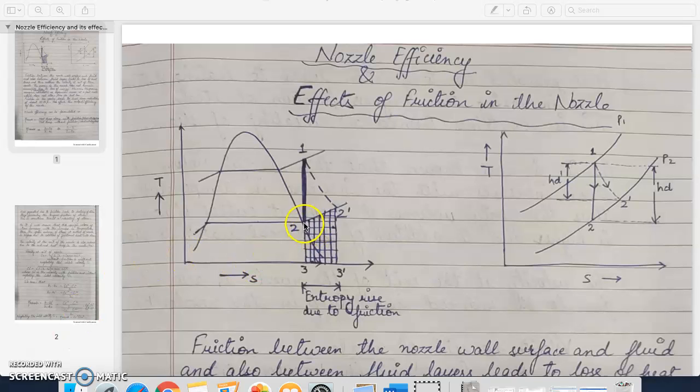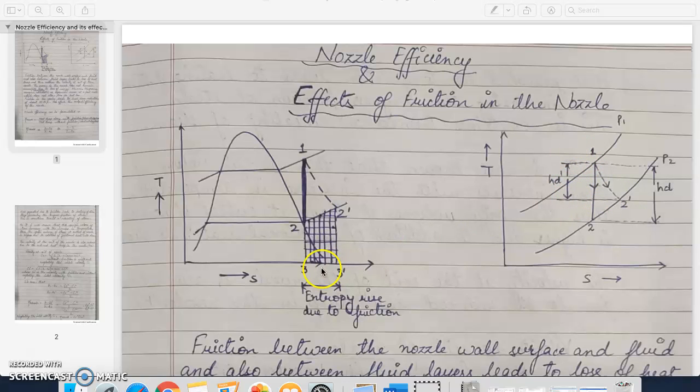As we can see from the TS diagram, the actual condition of steam when the friction is acting is shown by the point 2 dash, and the ideal condition when the process is taking place isentropically is shown by the point 2. So in this TS diagram, we can see that when the process takes place isentropically from 1 to 2, the heat drop is higher, and when the process is diverted due to the friction and the final condition is 2 dash after the expansion, the heat drop is reduced to HD dash.